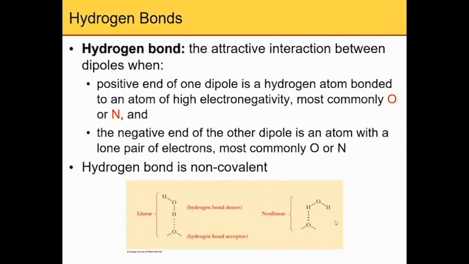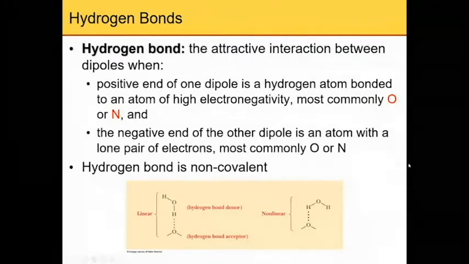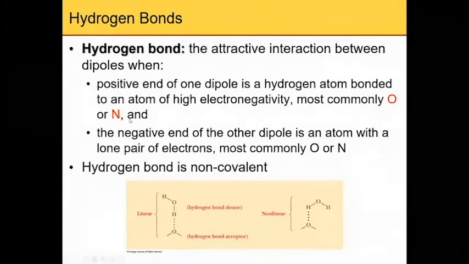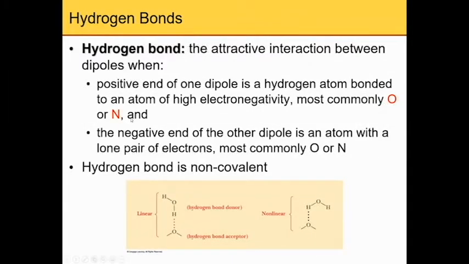The hydrogen bond is basically an attractive interaction between dipoles, where the positive end of one dipole is a hydrogen atom bound to an atom of high electronegativity, like oxygen or nitrogen. The negative end of the other dipole is an atom with a lone pair of electrons, like oxygen or nitrogen. And the hydrogen bond is non-covalent. So like this, there's a hydrogen bond between this oxygen and the hydrogen.